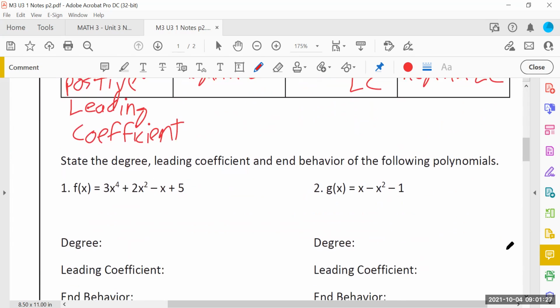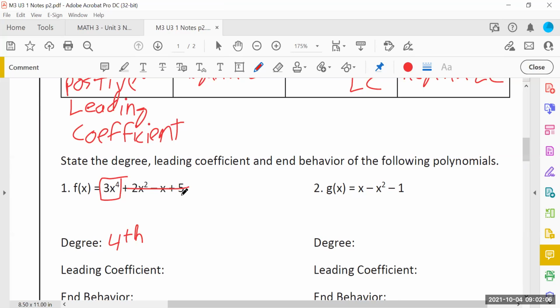State the degree, leading coefficient, and end behavior of the following polynomial. All right, so everybody looking at this, what's the highest exponent that you see in number 1 there? Just shout it out. The 4, right? That's our highest exponent. So that's our degree. 4th degree. If you just put 4, that's okay. So again, everything else you can ignore. You don't care about anything else on here for now. We'll get to that stuff later.